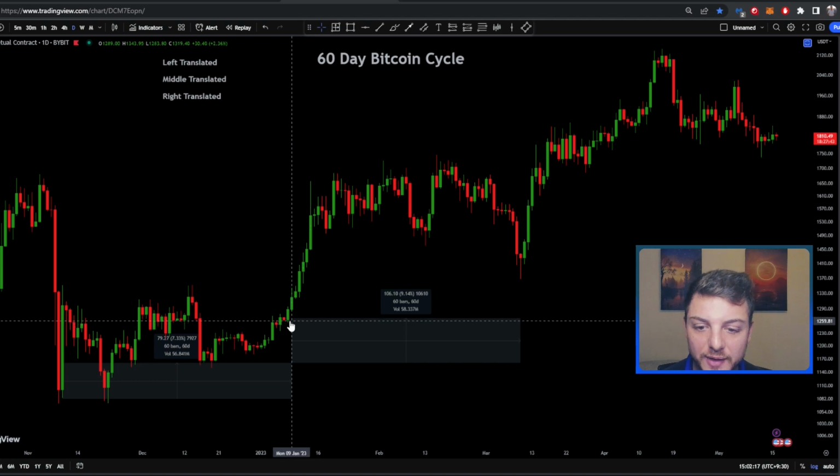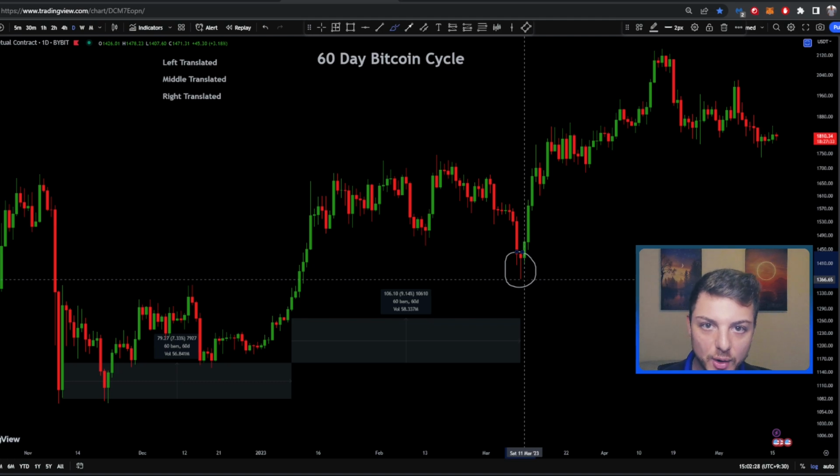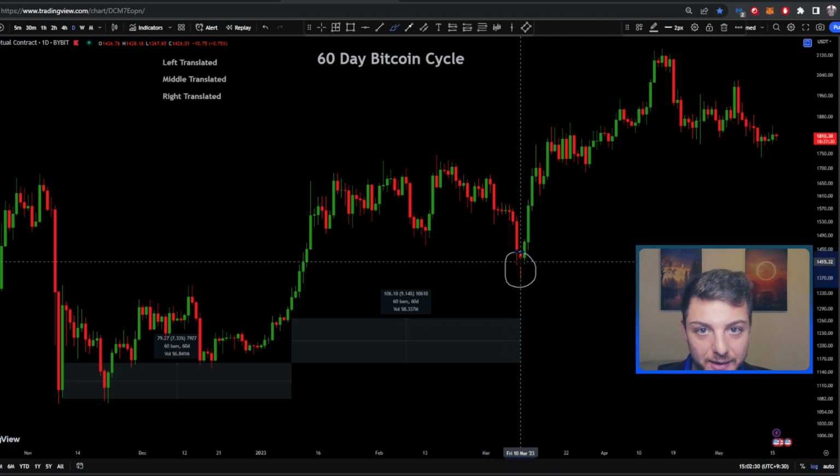And would you look at that? This is exactly 60 days from this date here to this date here. And look at what the 60-day cycle actually determined. We got the exact bottom of the 60-day cycle right in this area here, showing us that the end of the 60-day cycle occurred exactly on the 60th day, and then we had a massive push to the bullish side.